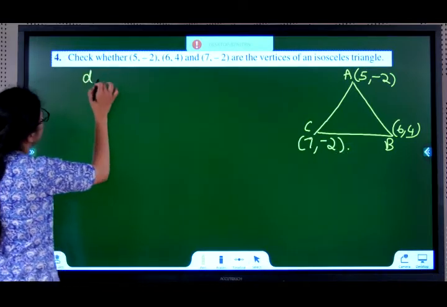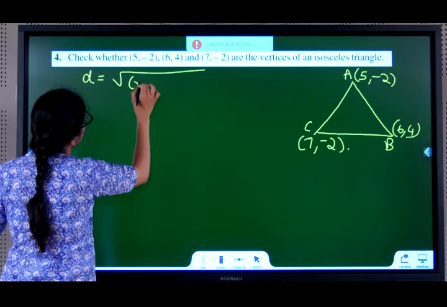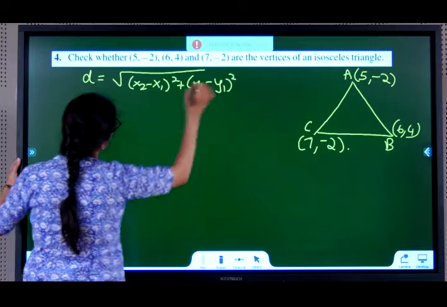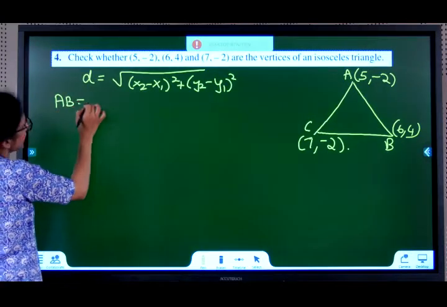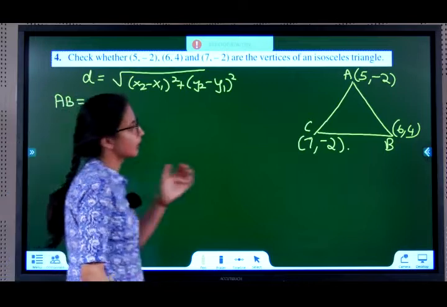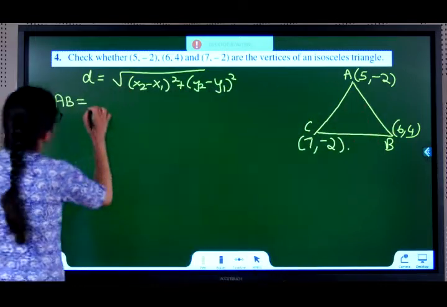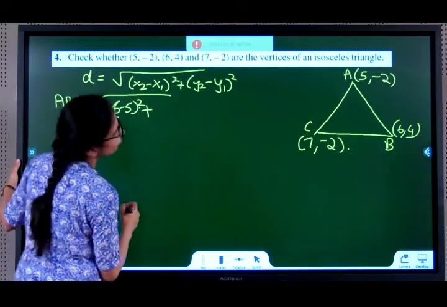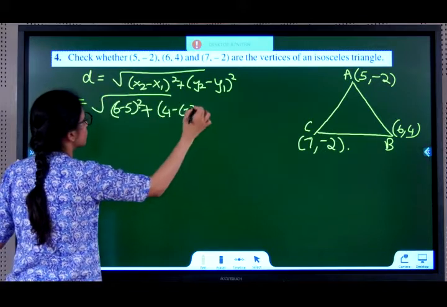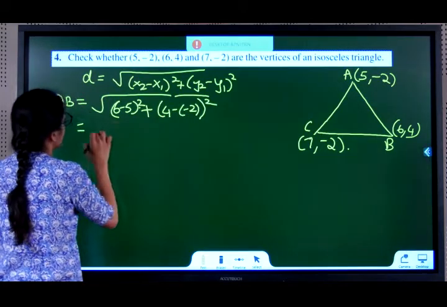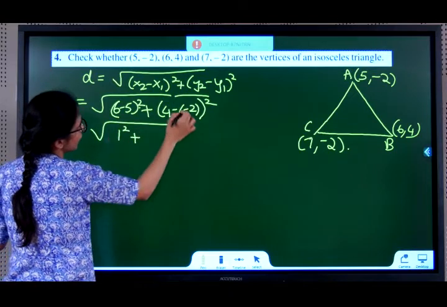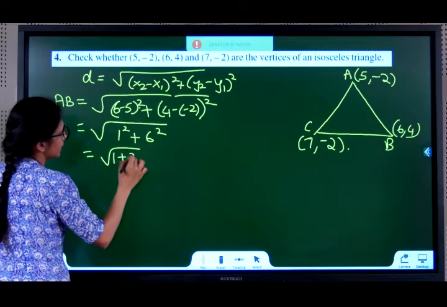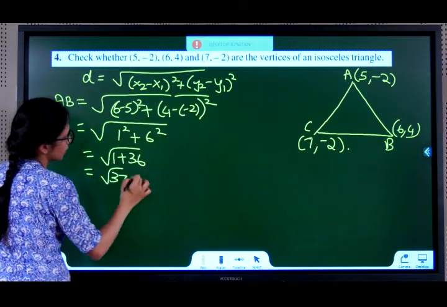Using distance formula, d is equal to root of (x2 minus x1) the whole square plus (y2 minus y1) the whole square. So we will find the distances AB, BC and AC. AB: x2, y2, x1, y1, (6 minus 5) the whole square plus (4 minus of minus 2) the whole square. 6 minus 5, 1 square. 4 minus of minus 2 means 4 plus 2, 6. 6 square. Root of 1 plus 36. Root 37 units.